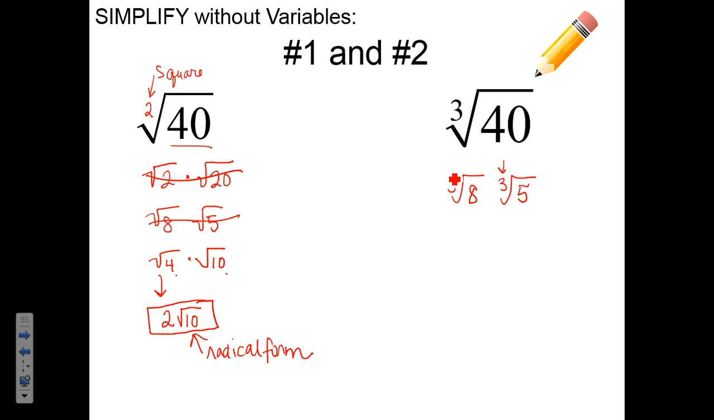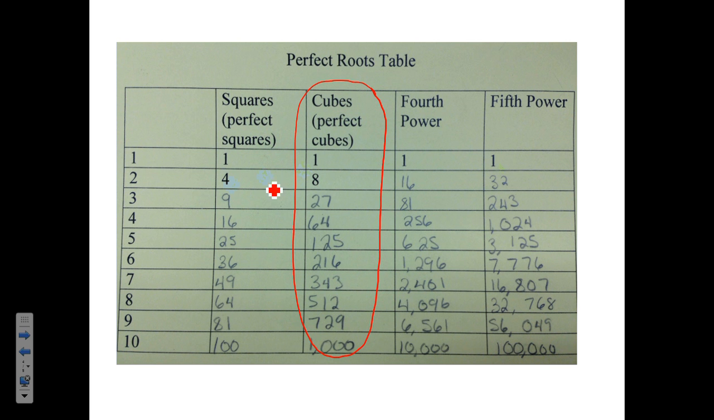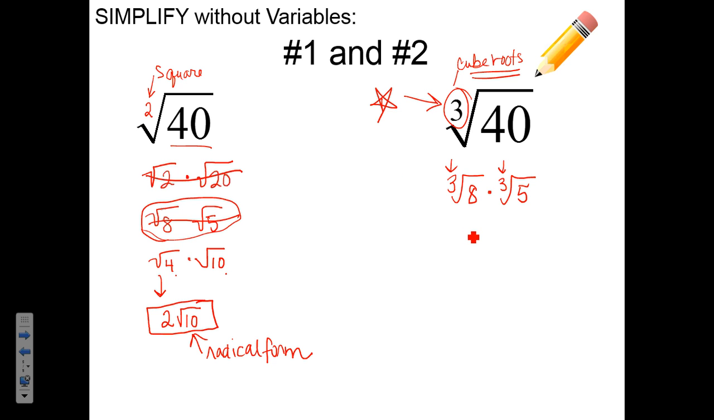Now notice my index has to be here. I can't write it like I did over here with the square root of 8 and the square root of 5 because I'm not talking about square roots. I'm talking about cube roots now. And the index is super important. So I can say this is the same as the cube root of 8 times the cube root of 5. And if we go back to that sheet, the cube root of 8 is 2. So it would be 2, because the cube root of 8 is 2, and then times the cube root of 5, because that doesn't break down.